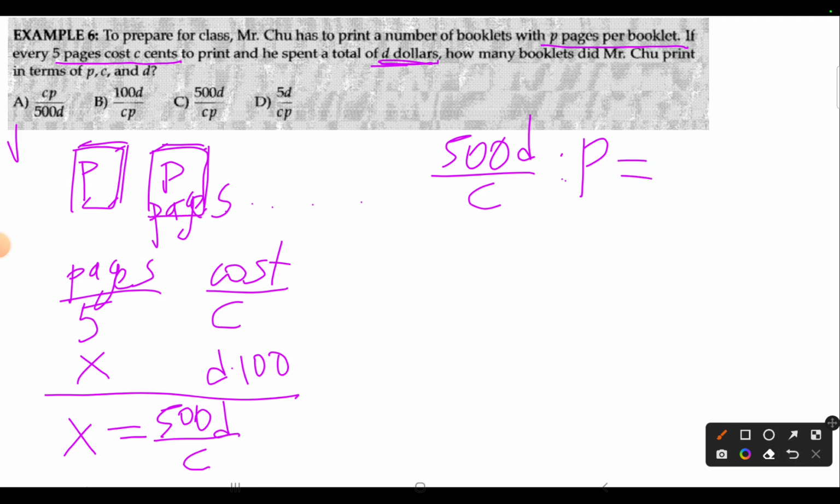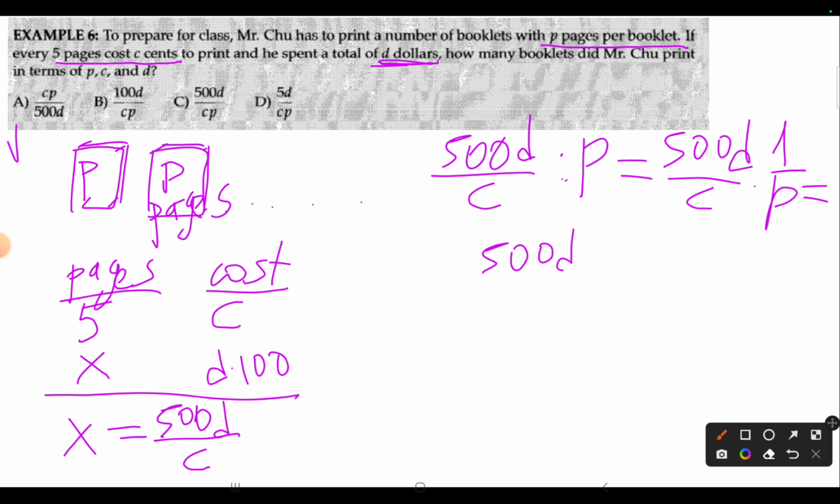When we divide by P, it is multiplied by 1 over P, or we have 500D over CP. It is this option. And the question was not how many pages, but how many booklets.